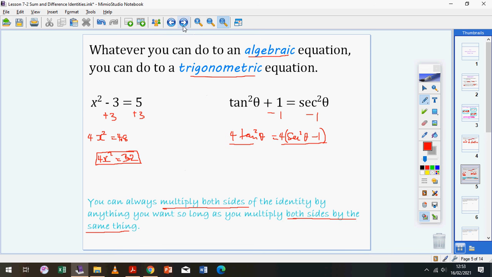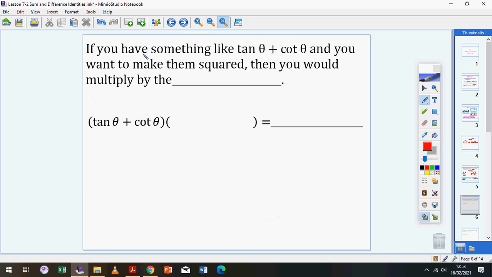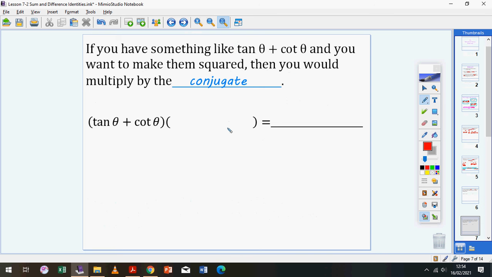Another example, if you have something like tan theta plus cotangent theta, and you want to make them squared, or if you want to turn it into a difference of squares, then you simply multiply it by its conjugate, right? So the conjugate of this expression would be tan theta minus cotangent theta, which, since it is now written as a difference of squares, will just become tan squared theta minus cotangent squared theta.